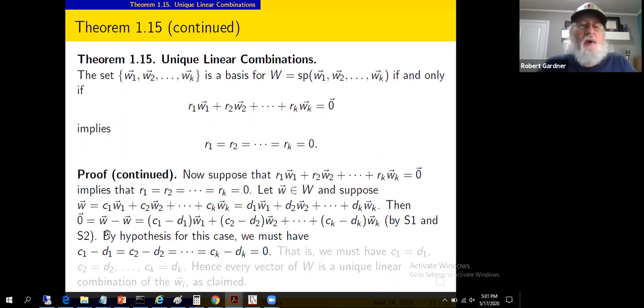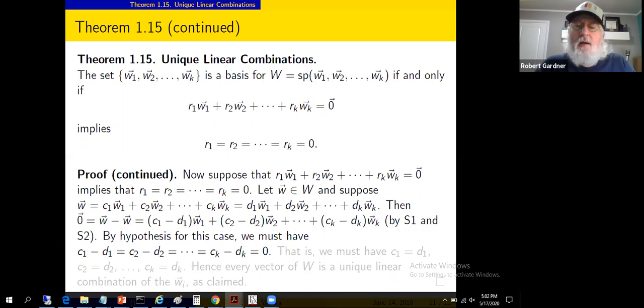Well, what if we take W minus W? That'd be the 0 vector, and let's use, for the first W, the representation with the C's, and for the second vector W, the representation with respect to the D's. Same vector, but different representations of it. If I take this linear combination minus that linear combination, do the distribution, and collect together coefficients of W1, we'll have C1 minus D1 times W1, C2 minus D2 times W sub 2, and so forth.